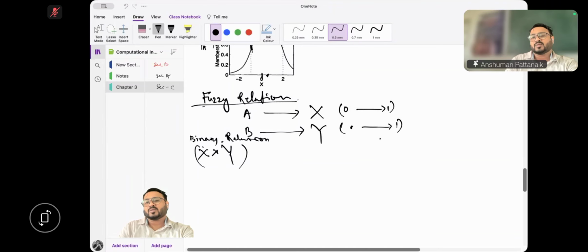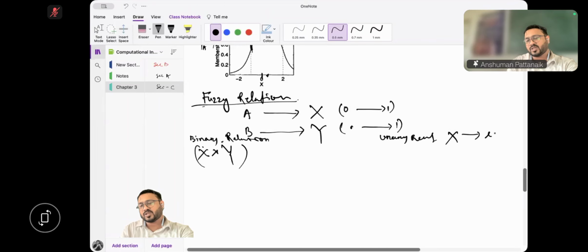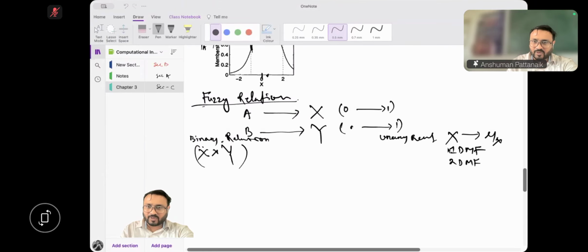So basically, when it was a unary relation, what did it mean? How is this universe related to the membership function mu of X? Then we were using a one-dimensional membership function. When I have two universes of discourse, then I have to find a two-dimensional MF. A two-dimensional MF is a combination of two one-dimensional MFs. We already discussed these things, but I have to find a relation and how to do the calculation part of it. That means how to define the relation R.